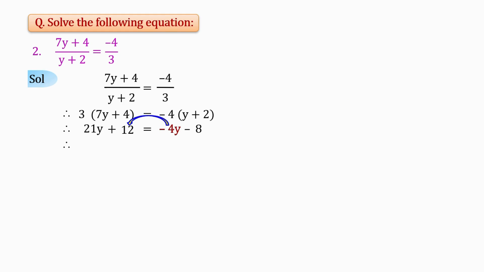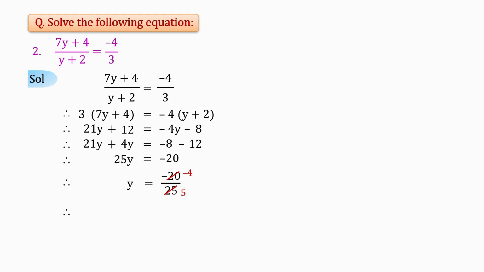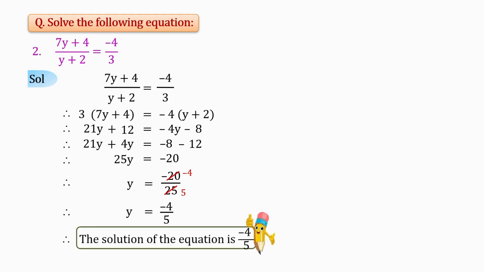Now variables on one side and the numbers on the other side. So y equal to minus 20 by 25. Now do the simplification. Make it simplest form. So we got y equal to minus 4 by 5. So the solution of the equation is minus 4 by 5.